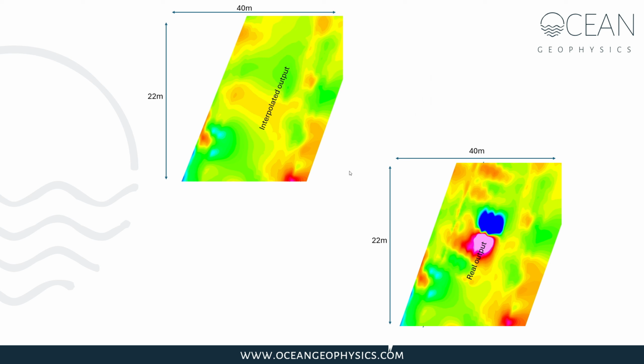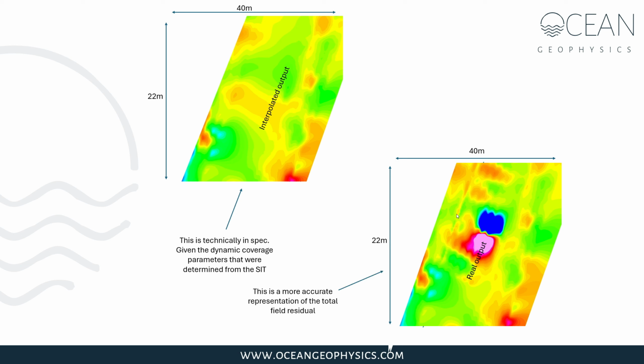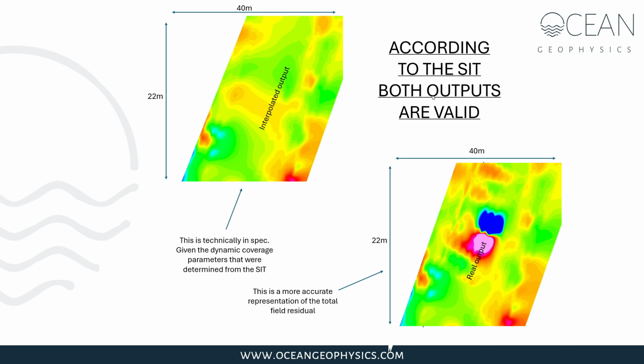So here's the situation. This is technically in spec, given the dynamic coverage parameters that were determined from the SIT. But this is a more accurate representation of the total field residual. According to the SIT, both of these outputs are valid. However, the client's certainly going to want this one. This is a target which is within the threshold for picking, and it was completely missed simply using the parameters derived from the SIT. Furthermore, this is actually our best case scenario. Our dipole axis is parallel to our survey line orientation. So the fact that we didn't see this target is worrying.